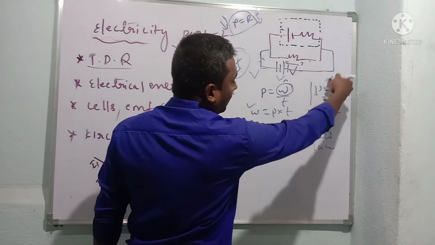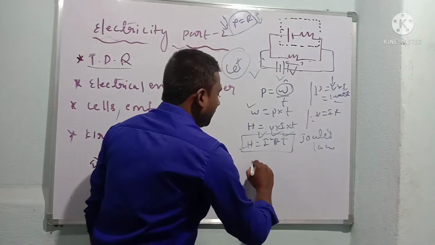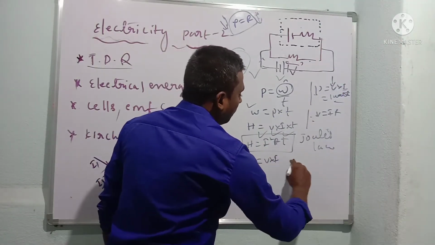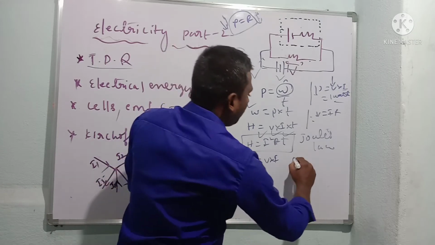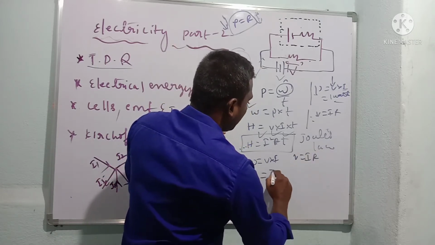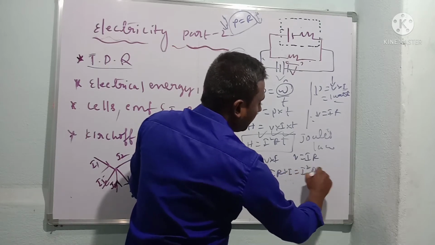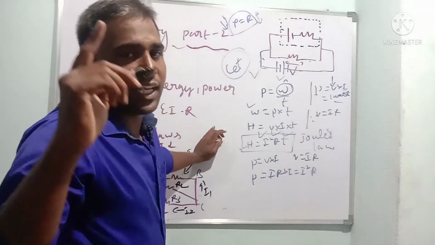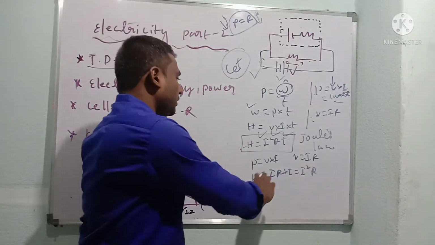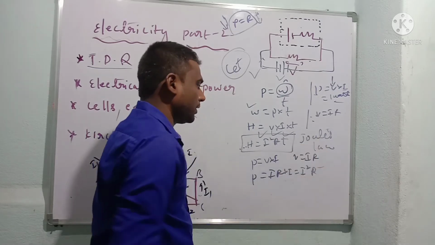Now here, power in terms of voltage, power in terms of current. So P is equal to V into I. But if V is equal to I into R, it becomes, students, P is equal to I R into I. This is equal to I square R. Very, very important, children. Fixed question. Every year they are asking in CET. P is equal to I square into R. This is power in terms of current and resistance.